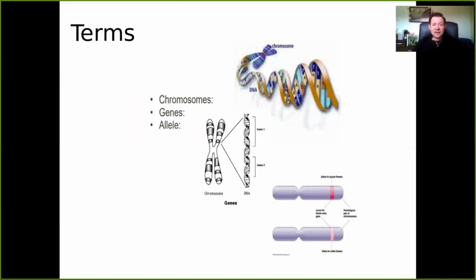So as we can see here, we've got the chromosome, which when you zoom in, you can see genes. And on homologous chromosomes, you could have different alleles of a particular gene.